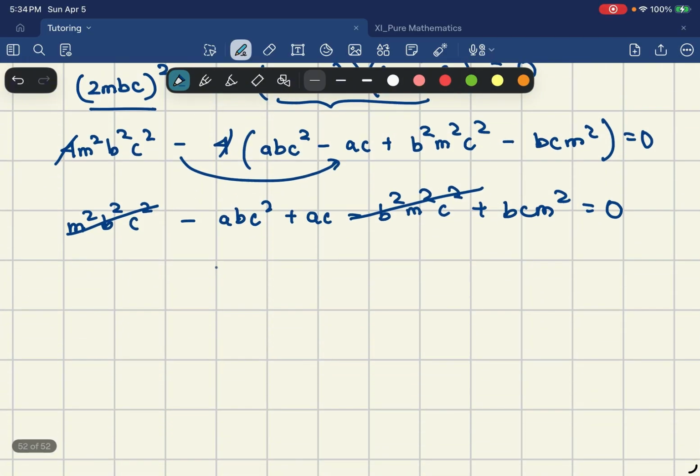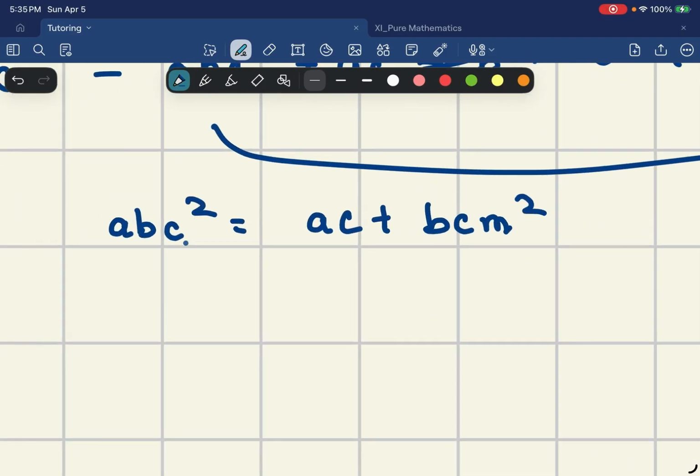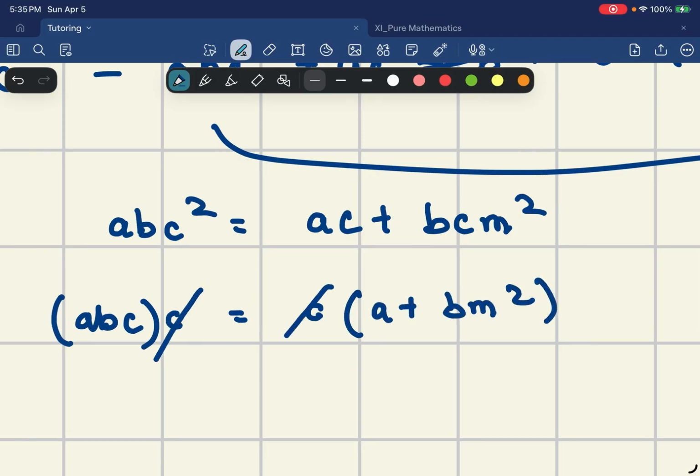So I have finally, if I send this to the other side, abc squared is equal to ac plus bcm squared. And I can cancel out a c here. So abc squared is just abc times c. And I can factorize a c outside. I have a plus bm squared. So this c cancels out with this c.